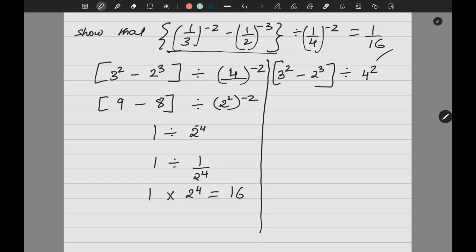Because the power is 1 by 4, right? Negative power. So I have swapped it. What mistake did we make here? I reversed it, but I forgot to remove this minus sign. So that is the mistake I have made here. So this side I will cut.